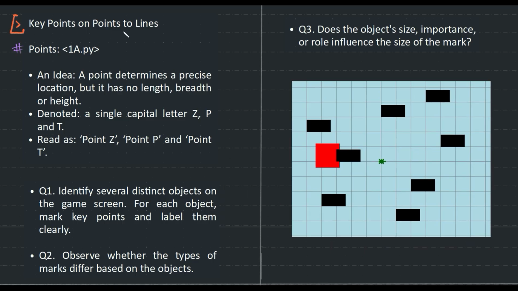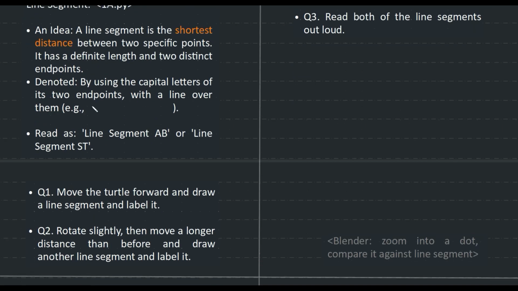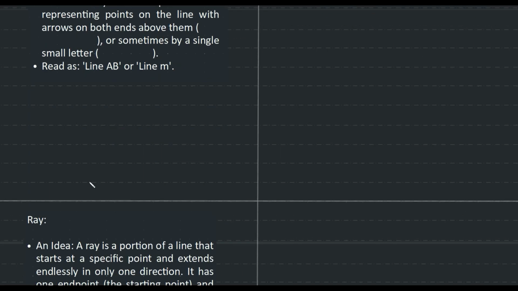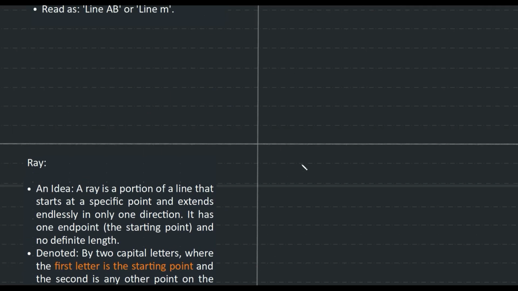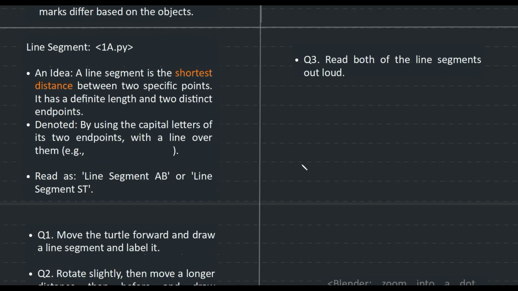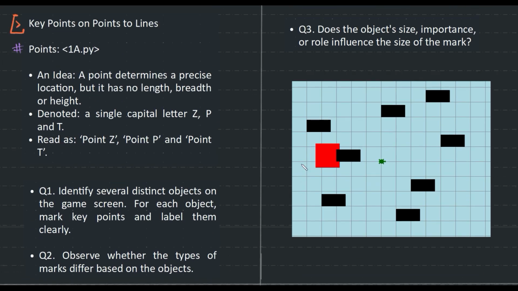Key points on points to lines. Before we start talking about angles, there are certain things that we need to discuss. That includes points, line segments, lines, and rays. The four things that we need to understand. We're starting off with a point.